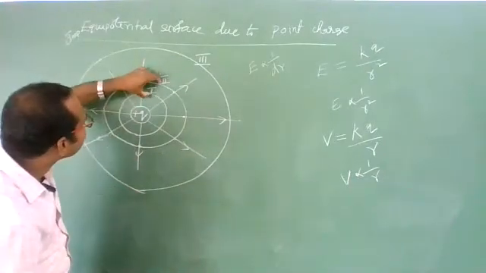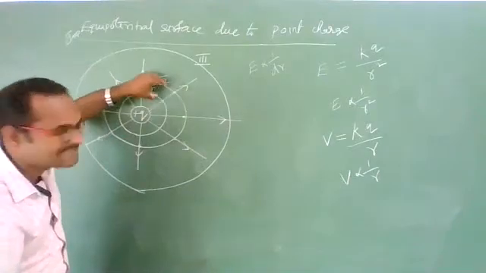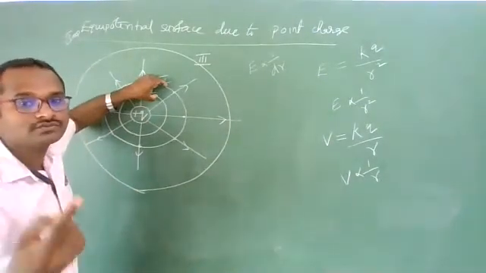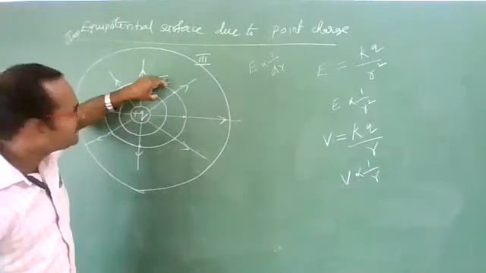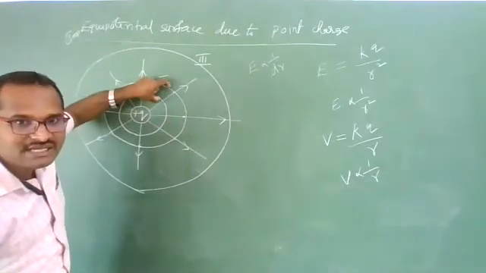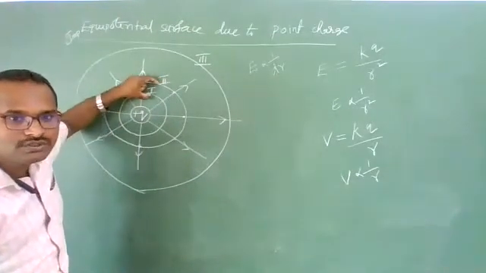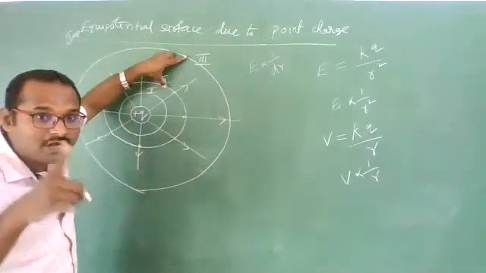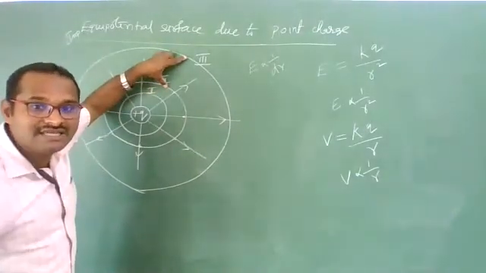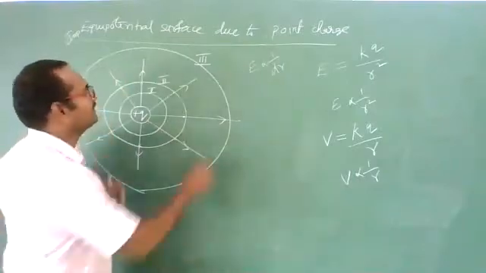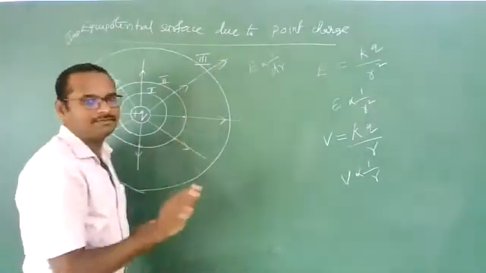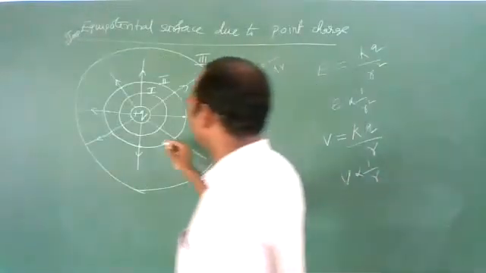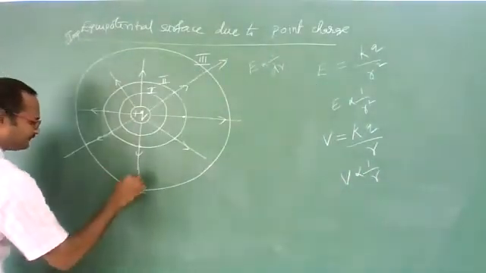Between the first surface and the second surface, the separation is less. That indicates the electric field strength is more, because these two are equipotential surfaces and the separation between them is less. Means here the electric field strength is more. Now compare these two: separation is large, means the electric field strength is less. Got it? This is a perfect diagrammatic representation of equipotential surface for a positive charge.